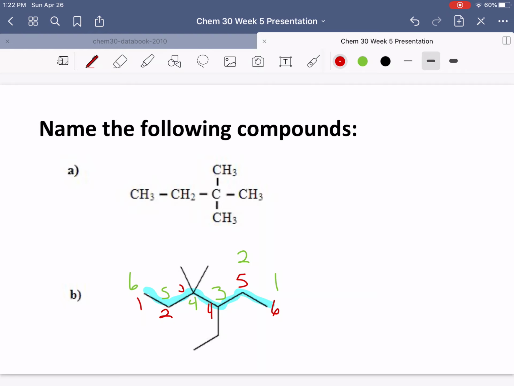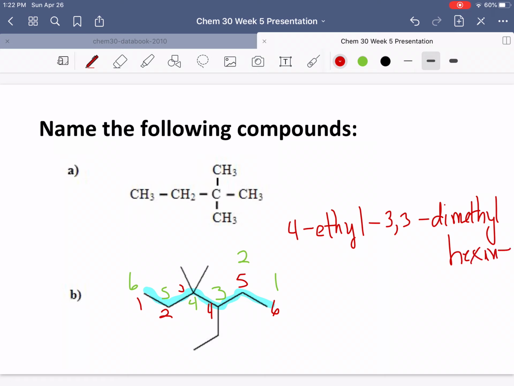With the red way, we end up with, on carbon 4, an ethyl group. So 4-ethyl. And then with the red way, on carbon 3, comma 3, we have 2 methyls, so we write that as dimethyl. And then imagine I could keep writing beside it, it's a 6-carbon chain, hexane. That's with my red numbering: 4-ethyl-3,3-dimethylhexane. Okay, let's look at the green numbering and see what we get.